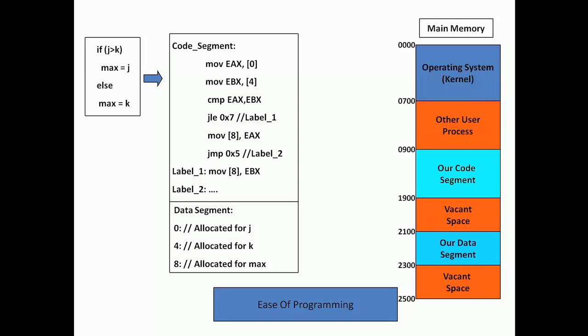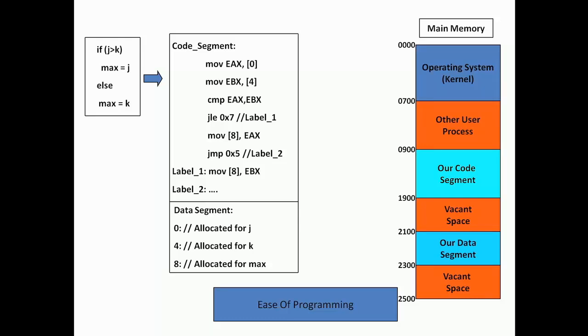Why 7 there? Because if I compile this, move 8 EAX and jump 0x5, the two instructions in between, the total length of those instructions is 7 bytes. So, I jump 7 bytes away from me. So, essentially I come to label 1. You are getting this? Are you following what I am saying? So, why that 7? Because the intermediate two instructions, move 8 EAX and jump 0x5, which follow JLE, total 7 bytes.